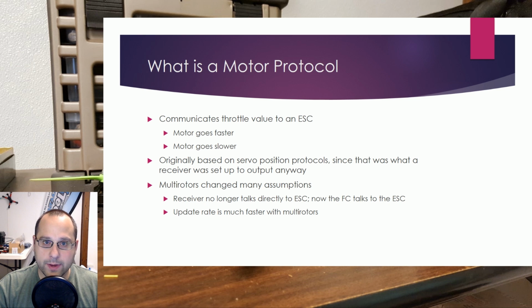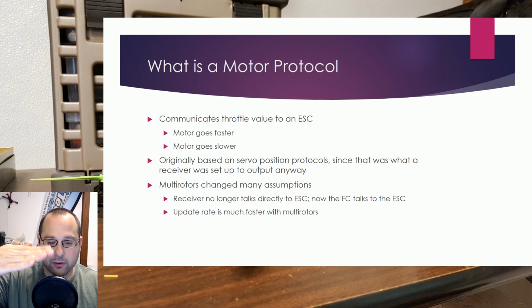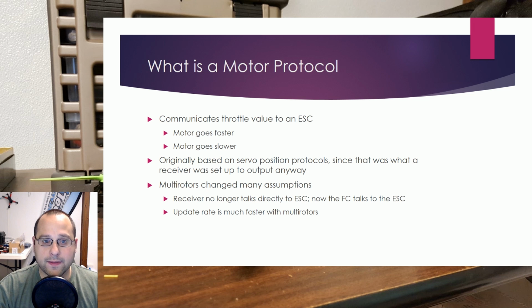If you go all the way back to the beginning, we've got a receiver. It's hooked up to some servos. The servos are hooked up to control surfaces on the aircraft, and we want the servos to go to certain positions. And instead of servos, one of those outputs is hooked up to an ESC, and that output is used to set the motor throttle value, if you will.